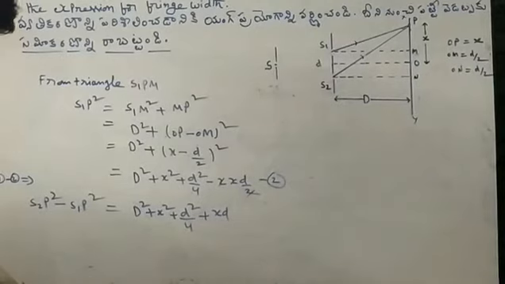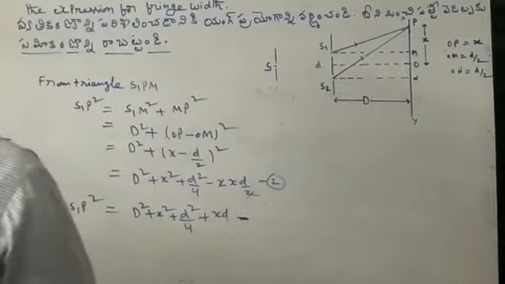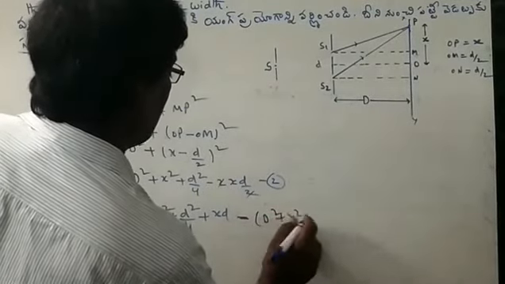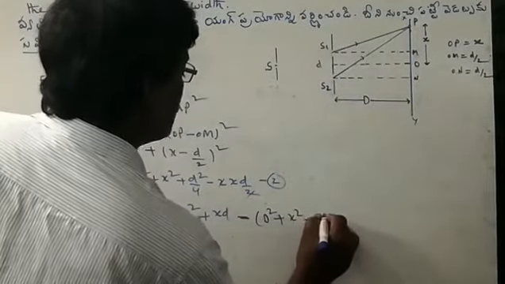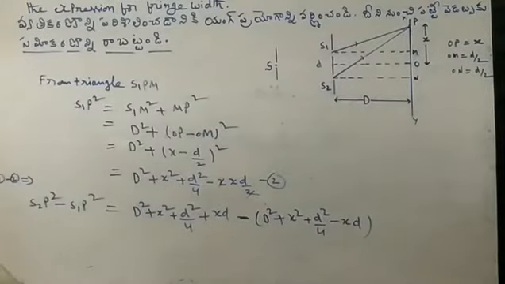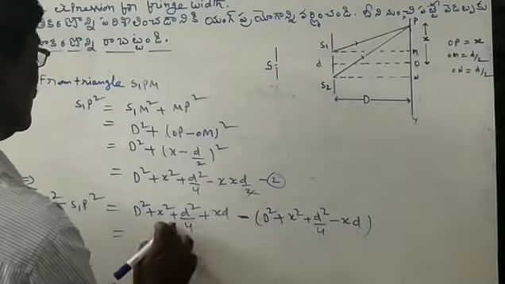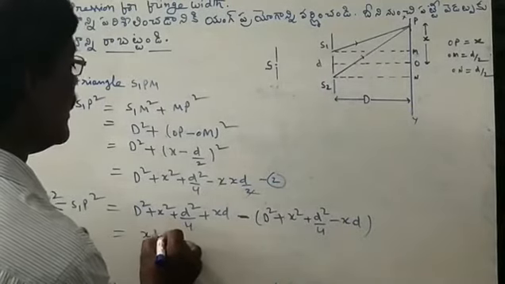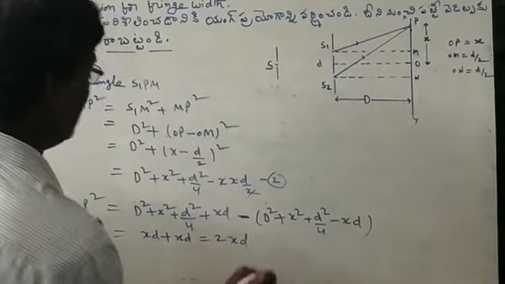D square plus X square plus d square by 4 plus Xd minus equation number 2, means minus of D square plus X square plus d square by 4 minus Xd. That equals D square cancel, X square cancel, d square by 4 minus d square by 4 cancel, and Xd minus into minus plus Xd. That equals 2Xd.